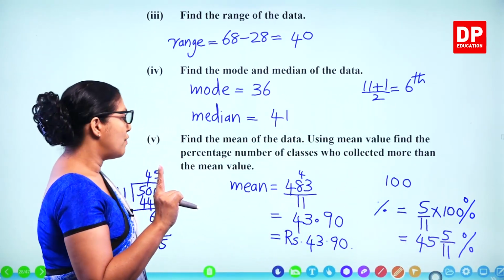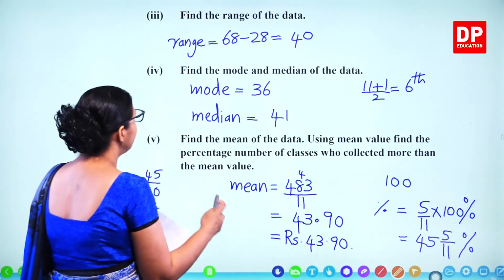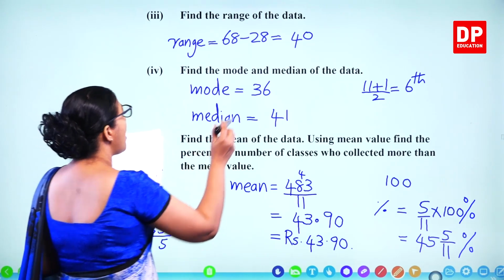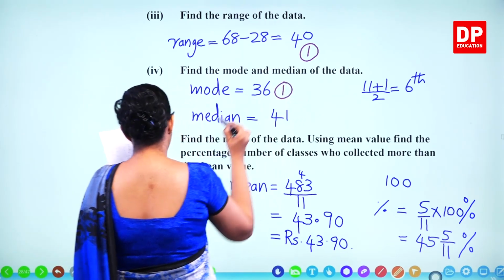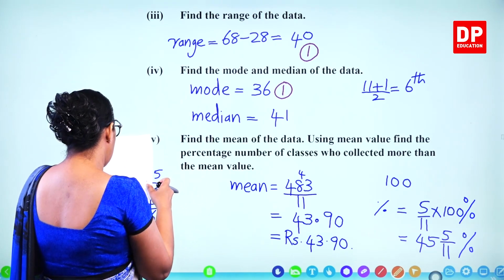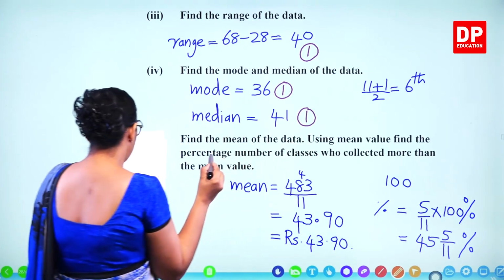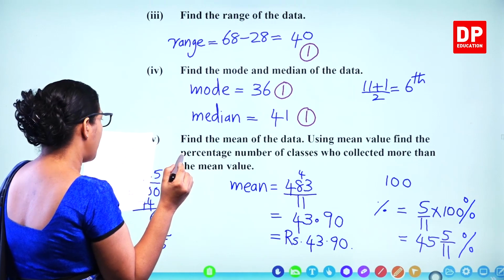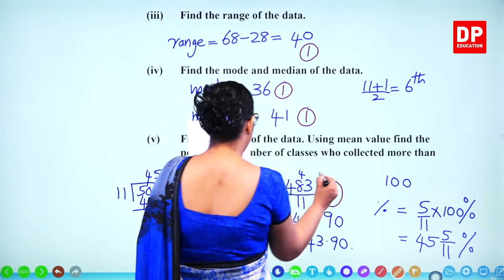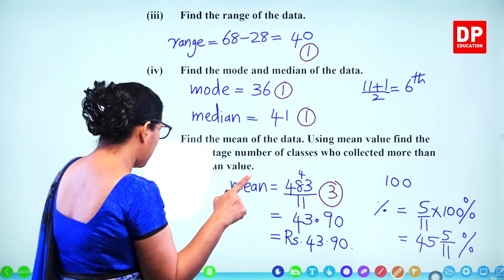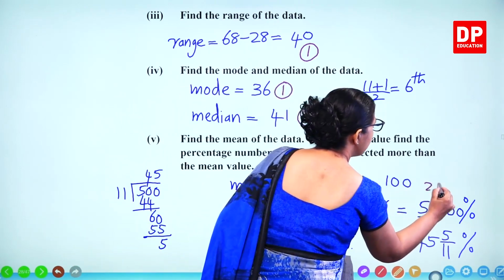So 45 and 5 over 11 as a percentage. Let's see how many marks you are getting for these steps. 1 mark here for range, and 1 mark for mode value, and median, 1 mark, and then mean, 483 divided by 11, 3 marks, and the percentage, 5 over 11 into 100, 45 and 5 over 11, so that's 2 marks.